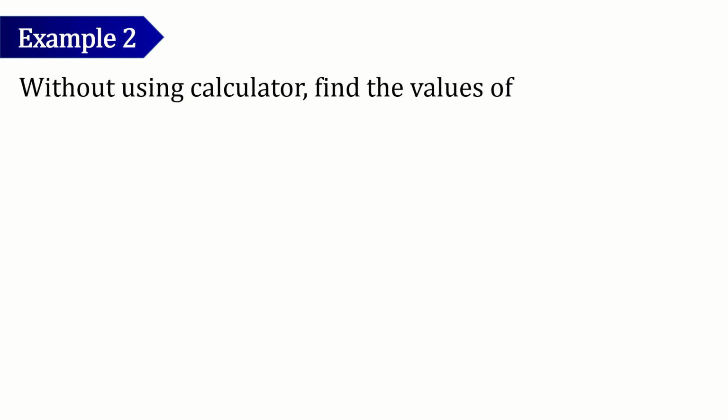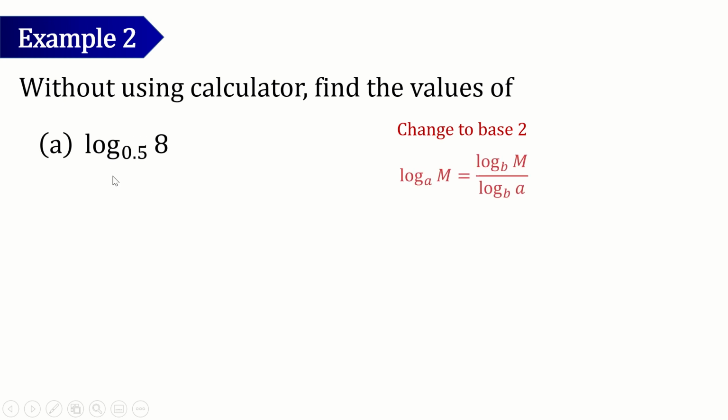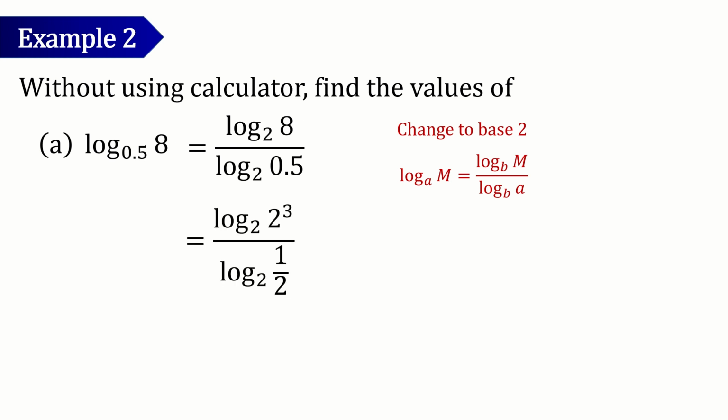So for example, without using a calculator, find the value of the first one: log 8 base 0.5. For this question, it's much easier if we change everything to base 2. Now we are in base 0.5, so we want to change to the new base, base 2. We can use this formula. So this equals log 8 base 2 over log 0.5 base 2. 8 is 2 cubed, and 0.5 is 1 over 2, which is also equivalent to 2 to the power of negative 1.